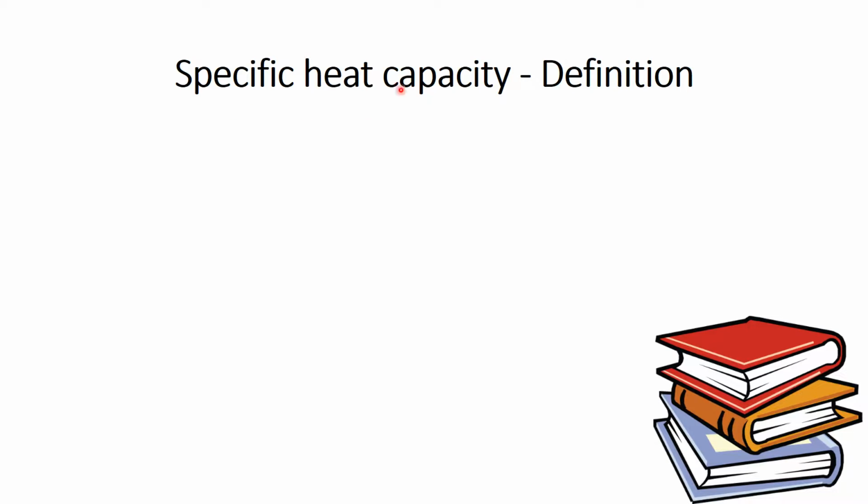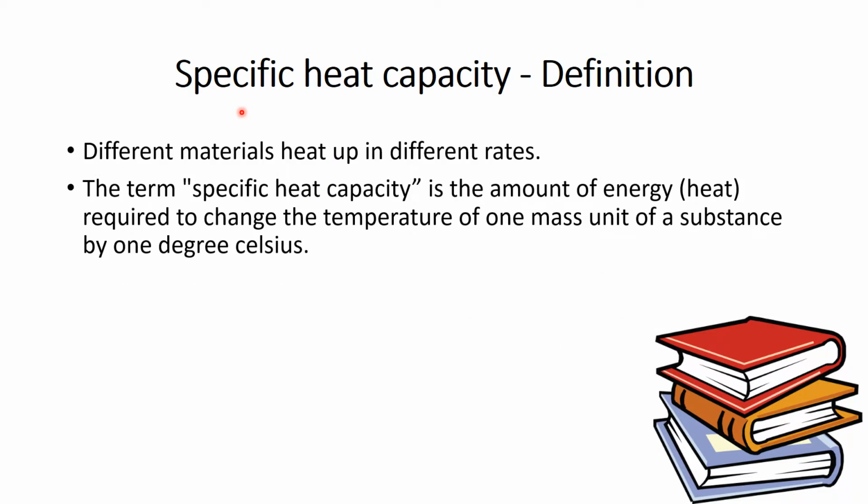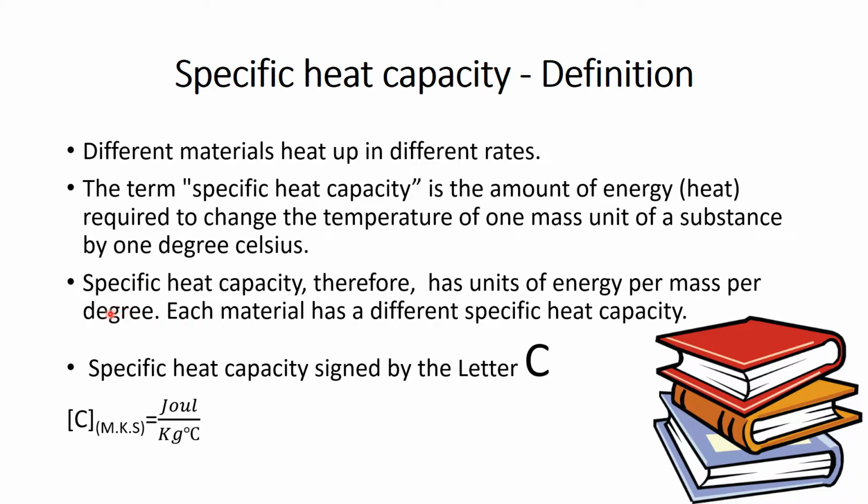And the answer for all these questions is a term called specific heat capacity. When we are talking about specific heat capacity, we are talking about the fact that different materials heat up at different rates. So specific heat capacity is actually the amount of heat energy required to change the temperature of one mass unit of a substance by 1 degree Celsius. So the specific heat capacity has units of energy per mass per degree. Each material has a different specific heat capacity.